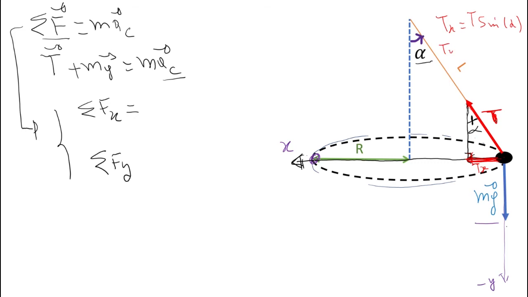And also the coordinate of the tension on the y-axis. Remember, this was the y-axis, which is vertical. This is alpha, we said. So Ty will be just T cosine alpha.